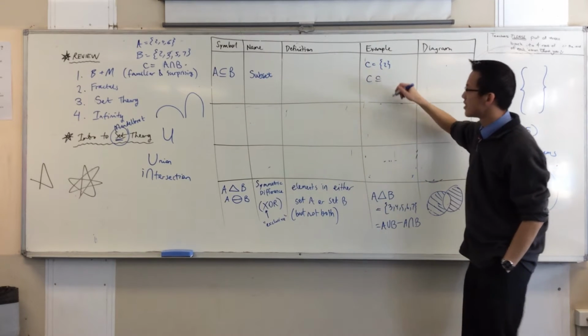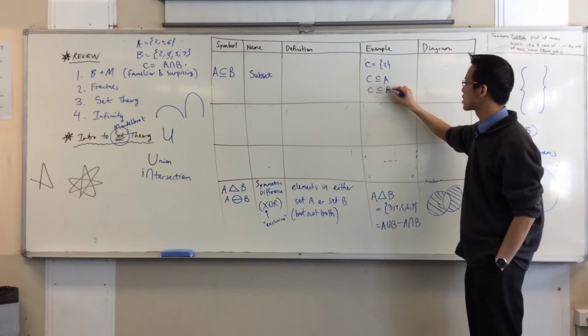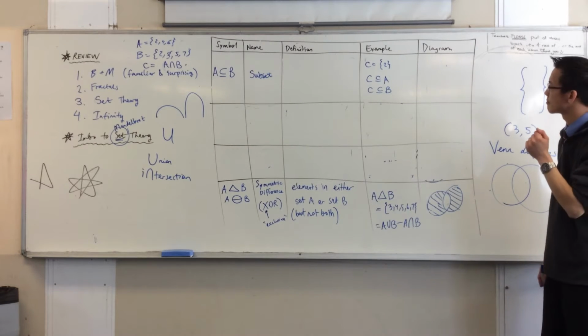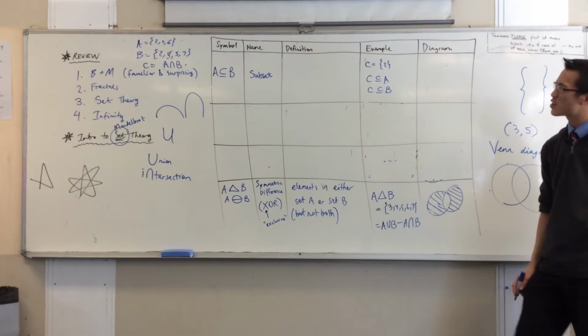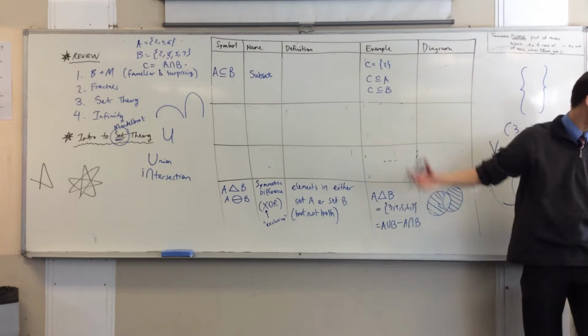C is a subset of A. C is also a subset of B. I don't think it's especially common to combine them. I'm just going to leave it as 2 statements though, because it really is 2 statements.